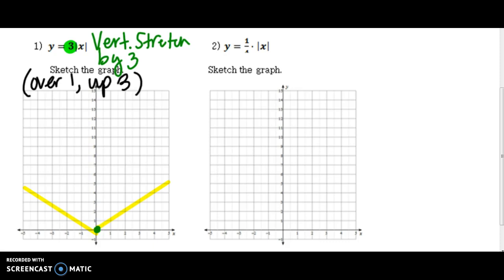And then we're going to go over 1, up 1, 2, 3, put our dot. Then move over 1 from there and go up 1, 2, 3 again. And over 1, up 3. And so you get lots of points to be able to make that right side. And then go back and do the same with the left. You're going to go left 1, up 3.